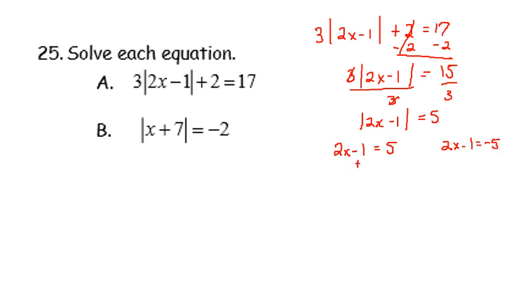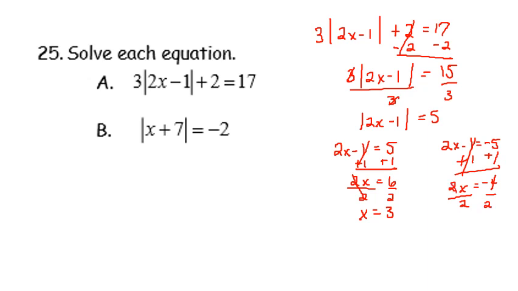And now we solve each one of those. So we add 1. That gives me 2x equals 6. Divide by 2. And x equals 3. The other one, we add 1 to both sides. 2x equals negative 4. Divide by 2. And x equals negative 2. So our solution here is, whoops, that's supposed to be a part of my braces there. So we would have 3 and negative 2.